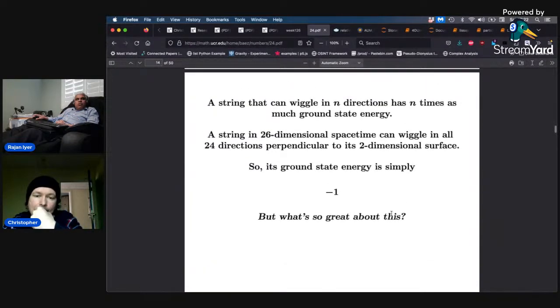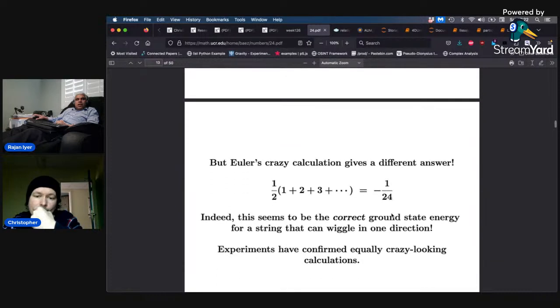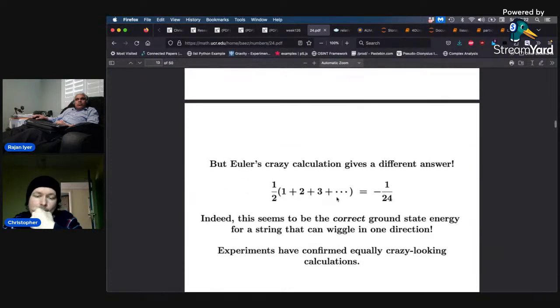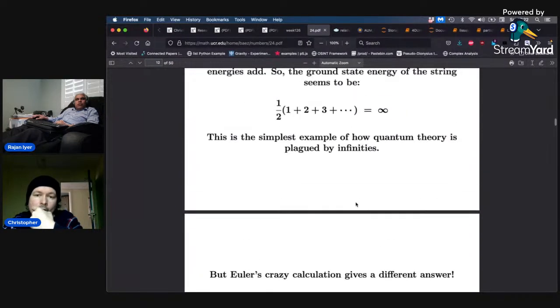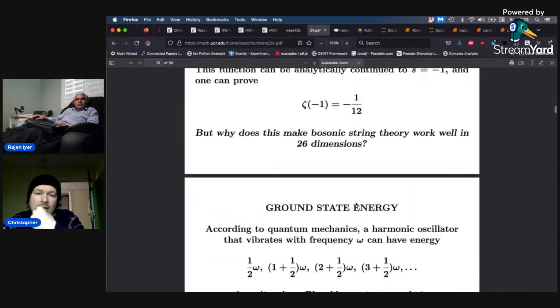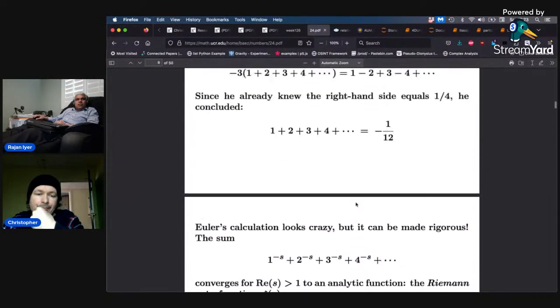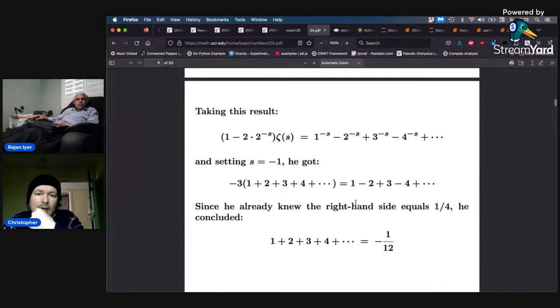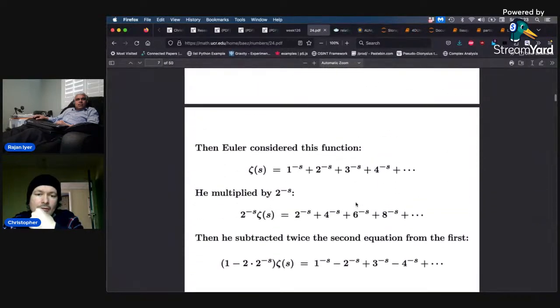I have one question. The one before, you said 1 plus, how does it get minus 1 over 24? 1 over 2, okay. Yeah, that's negative. It's Euler's equation, and Ramanujan was also involved at a certain point. But so Euler considered this function apparently.